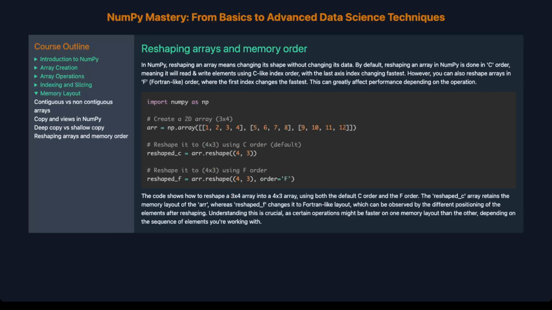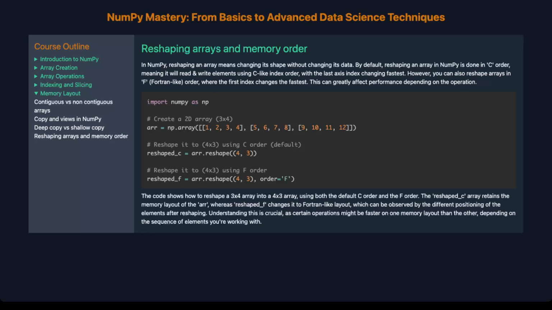Reshaping arrays and memory order. In NumPy, reshaping an array means changing its shape without changing its data. By default, reshaping an array in NumPy is done in C order, meaning it will read and write elements using C-like index order, with the last axis index changing fastest. However, you can also reshape arrays in F, Fortran-like order, where the first index changes the fastest. This can greatly affect performance, depending on the operation.